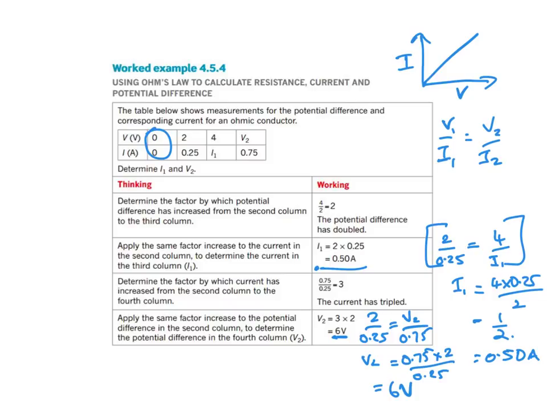Okay, the other way you could do it is exactly what I spoke about before. If this has gone up by a factor of 3, which we can see it's done, this must also go up by a factor of 3. If this one has doubled, then this one must also double. But if you use this method up here, you'll always get to the right answer.